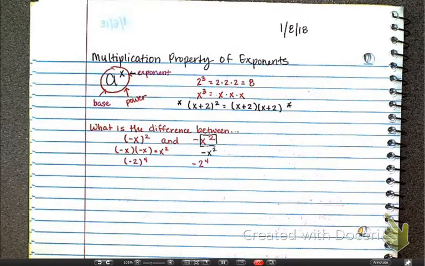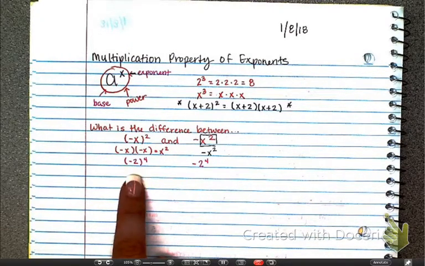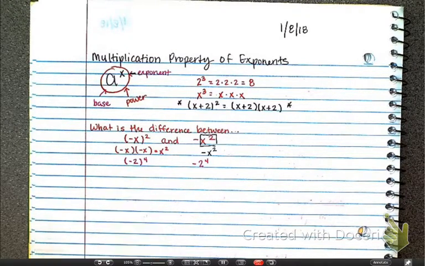I remember last semester we talked a lot about parentheses, and if you typed something in and your parentheses were off, it messed up your answer. This is the same thing. So what is this saying? What is it telling me to do? What's inside the parentheses?